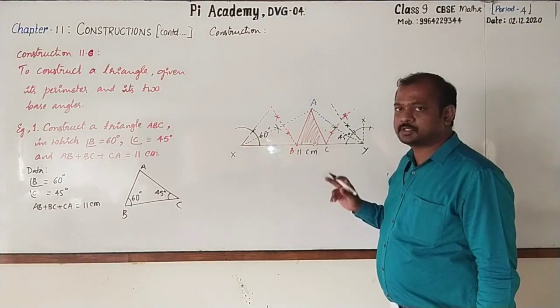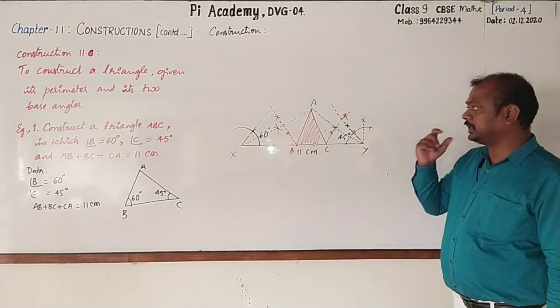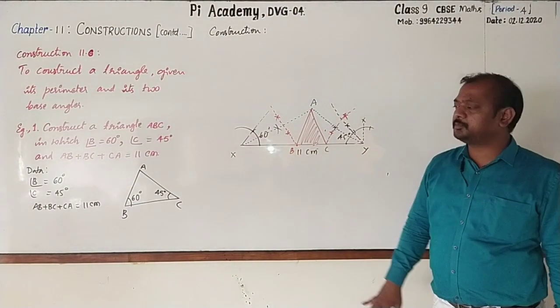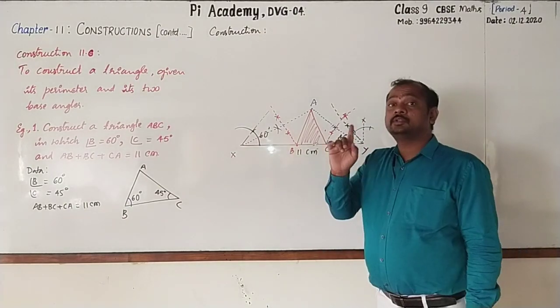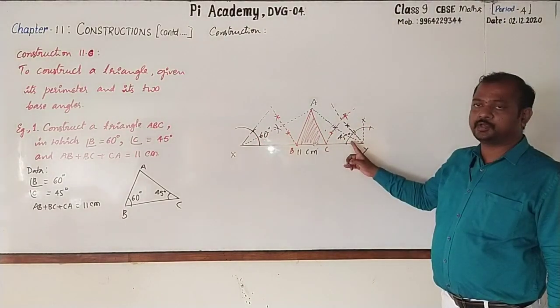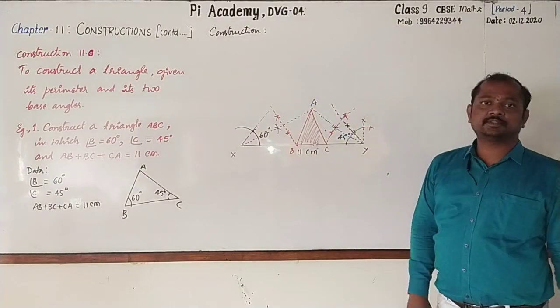Once more I repeat, just listen carefully. You will draw the line segment XY of length 11 centimeter, which is nothing but the perimeter. Construct the base angles at the ends. Then after that, bisect them. Bisect 60 degree, bisect 45 degree. Both will intersect at a point. Name that point as A.